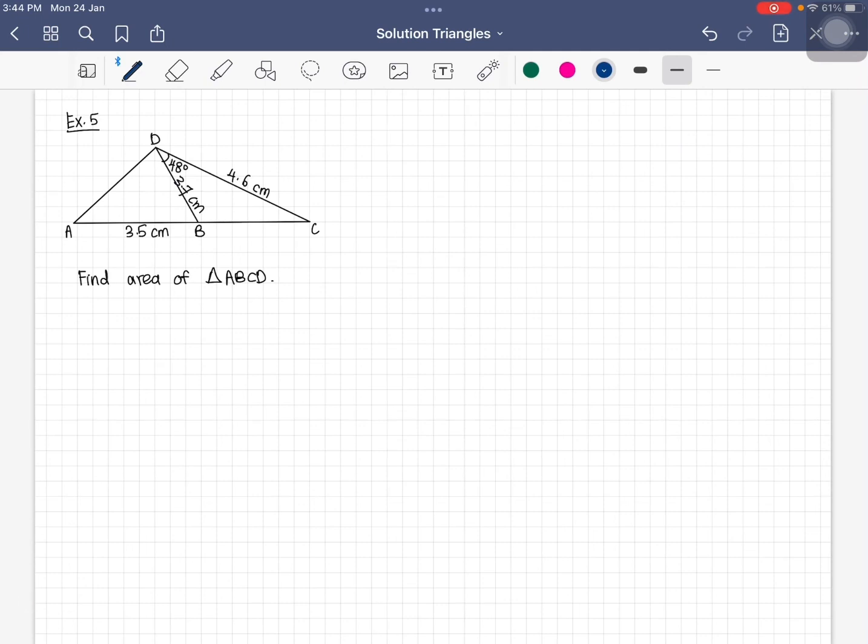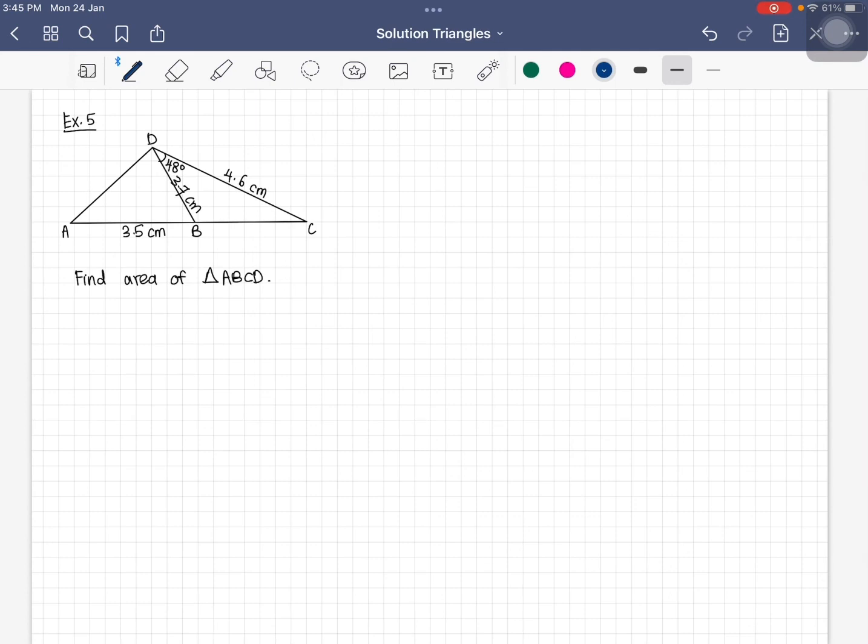In this case, you need to find the area of ABCD. Actually, this is quite tricky. So what you can do is to find the length of BC first. So how do we find the length of BC? Of course, you have to find it using the cosine rule. So let's look at the cosine rule.